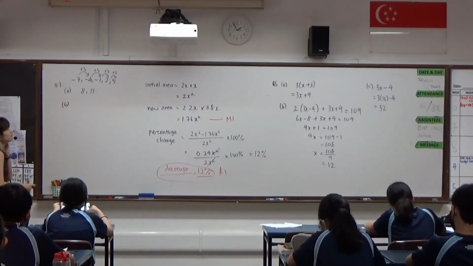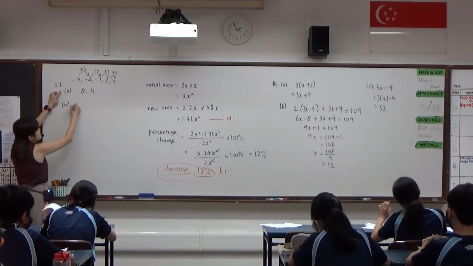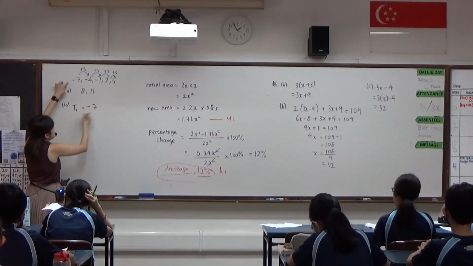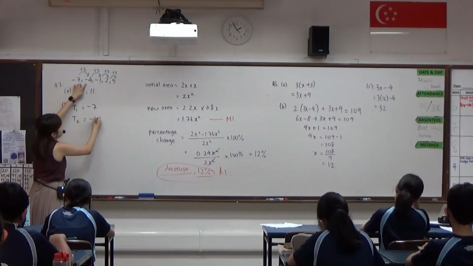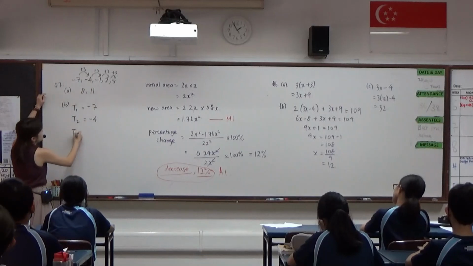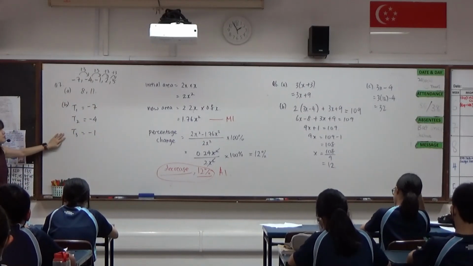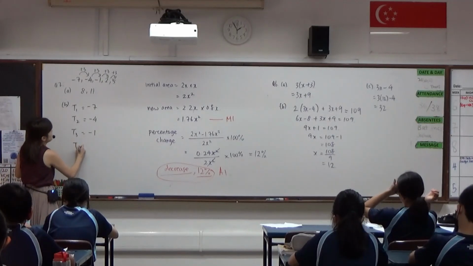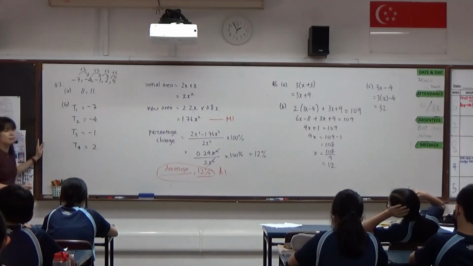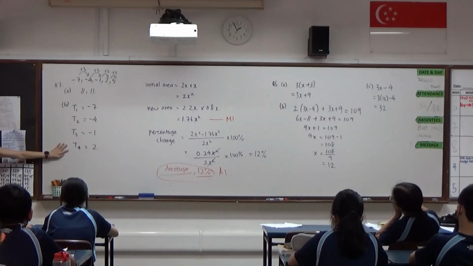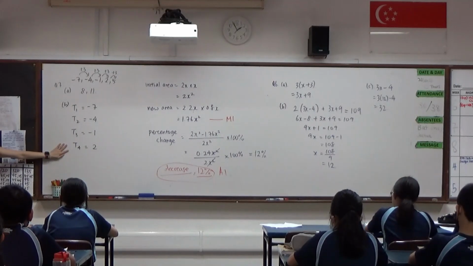So listen carefully. The first term is actually negative 7. The second term is negative 4. The third term is negative 1. You can just write the first few, but if you want to write all, that's perfectly fine. I shall just stop at term number 4.